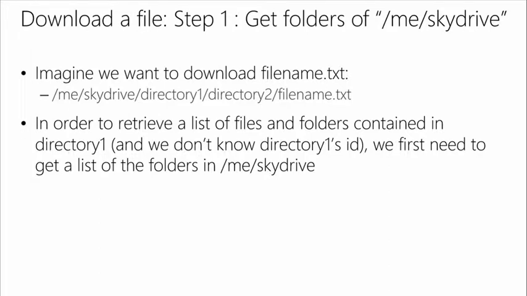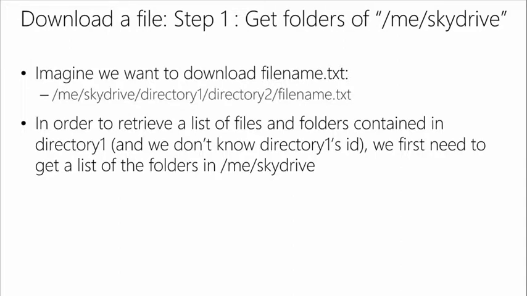Imagine we want to download a file that's sitting in our SkyDrive, and this is the hierarchy as we imagine it. Virtual hierarchy, yes. So we're in /me/SkyDrive, that's the root of my SkyDrive. We have a directory 1. Within that, we have directory 2. Within there, we have filename.txt. In order to retrieve that, we first need to get the ID for directory 1.